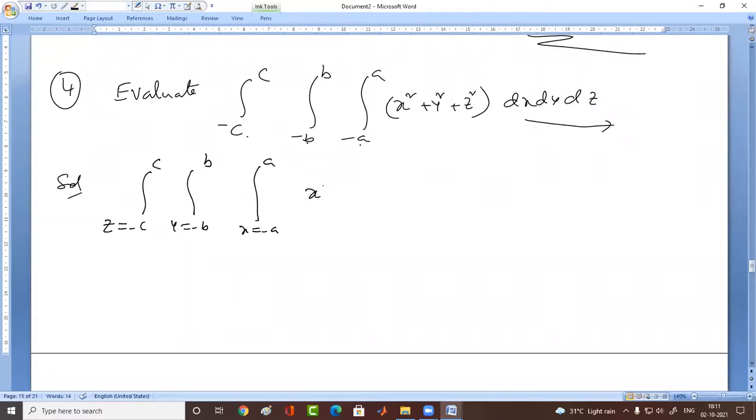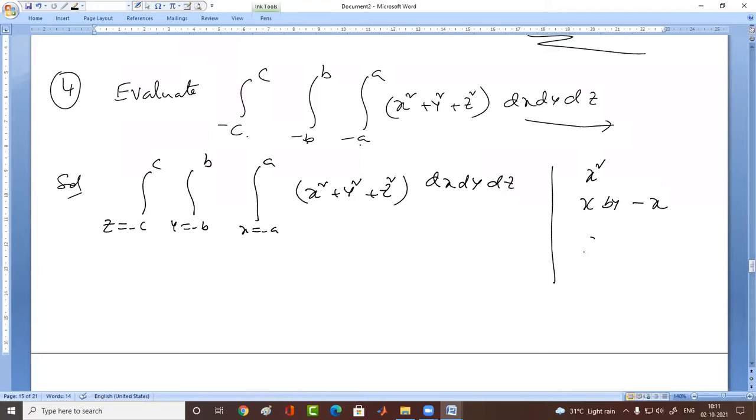And one more very important point: in x square plus y square plus z square, each and every term is an even function. Suppose x square: if you replace x by minus x, you will get the same function. If you replace y by minus y, you get the same function. If you replace z by minus z, you get the same function. So this entire term is an even function.